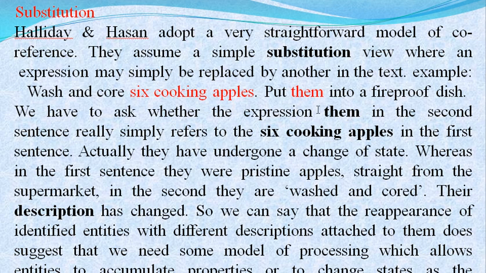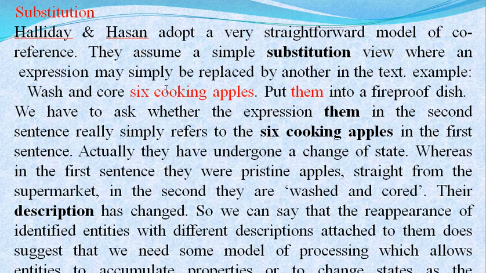So you see here there is a kind of replacement or substitution. This pronoun is a substitution for the 6 cooking apples. But there is a question. We have to ask whether the expression them, this pronoun in the second sentence, really simply refers to the 6 cooking apples in the first sentence. Is there a simple replacement or substitution? Does the pronoun just simply replace the 6 cooking apples expression? It's our question. Actually, they have undergone a change of state, you see here.